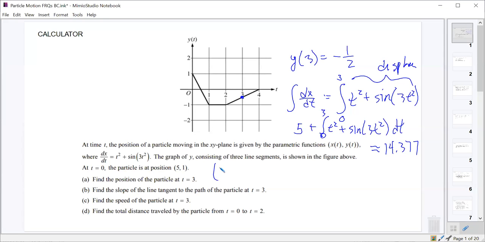So your position should have been 14.377, comma negative 1/2. Sorry about that. So you got 1 point for the correct integral, 1 point for remembering that you needed to use the initial condition because this integral was displacement, and 1 point for the entire thing. Everybody okay with that?